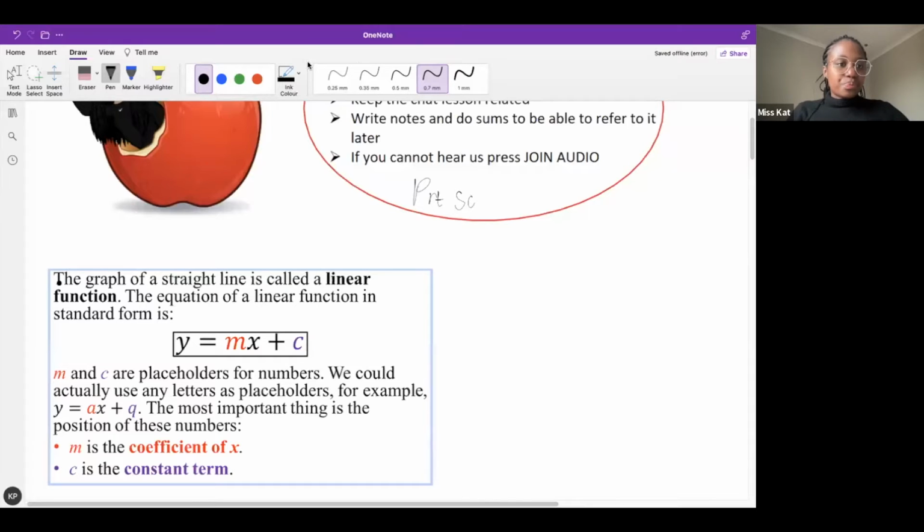So we are going to learn about finding the equations of graphs using gradients. Specifically, we're going to be talking about linear functions or linear graphs, which would be straight line graphs. This is the general equation for a linear function. So all linear functions start over here.